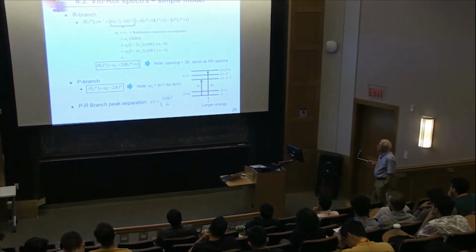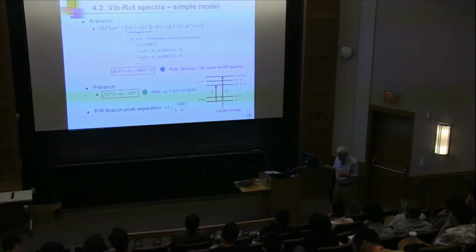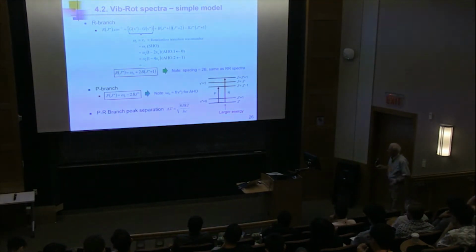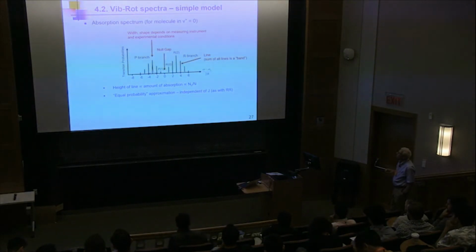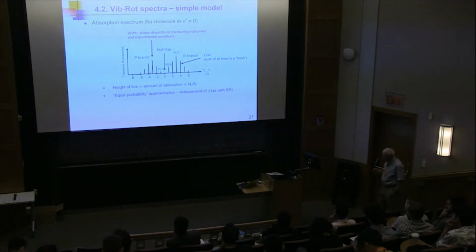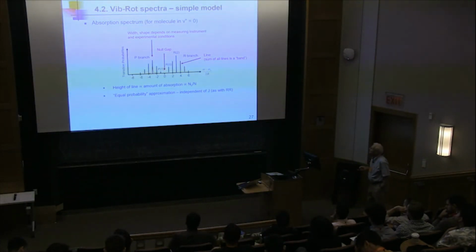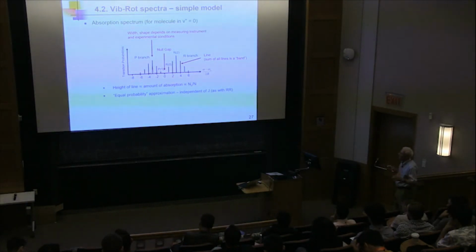I can also, since I showed you how you get the peak of the Boltzmann distribution as a function of J, now I've got one in the P branch, one in the R branch. I can use that to get temperature if I want to. Okay, so these are the lines. The sum of all the lines is called a band, but within the band there's two branches. So there's lines, branches, bands.